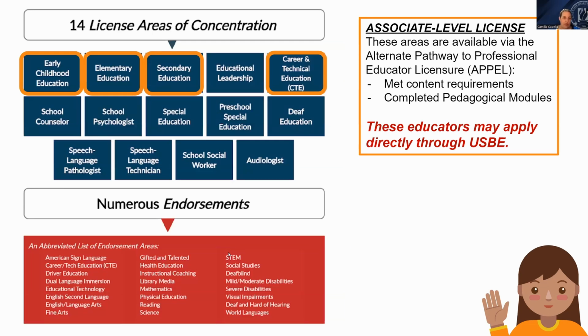All right, so there are 14 different license areas that people can obtain. And out of those 14, there are four that an APPEL program can recommend someone for. And that's early childhood, elementary education, secondary, or CTE. The others, they have to go through a university program to meet those requirements. But for those four, as APPEL directors, you can recommend people for those. There's also a varied amount of endorsements that can apply to those different licenses and areas. And if you have questions about what those are specifically, we can talk about this a little bit later.